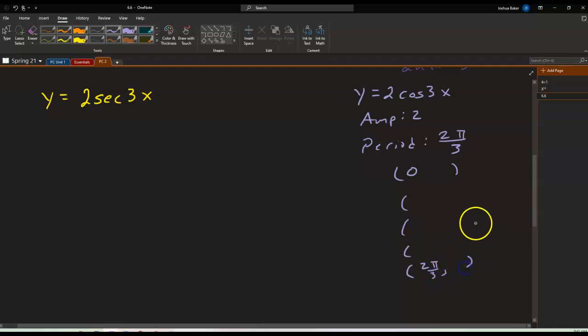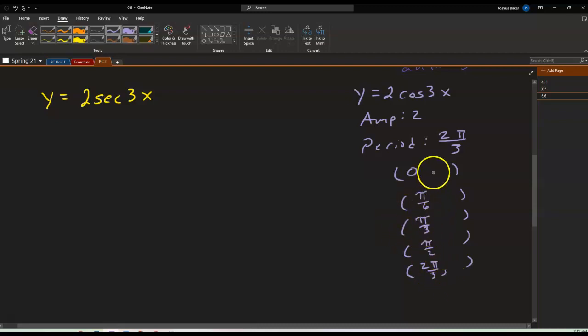Okay? Now let's get the x values first. Okay? Midway between 0 and 2 pi over 3 is pi over 3. Midway between 0 and pi over 3 is pi over 6. And midway between pi over 3 and 2 pi over 3, that's what, 1/2 pi?